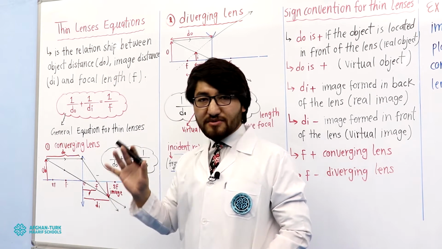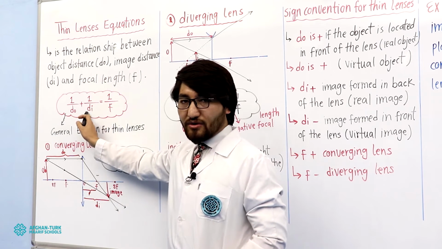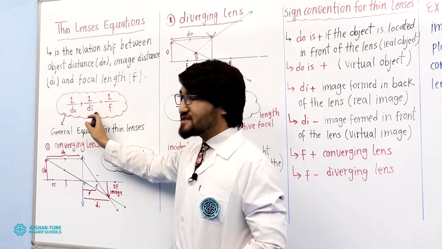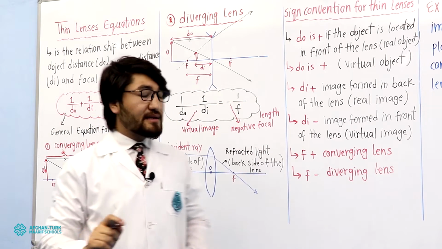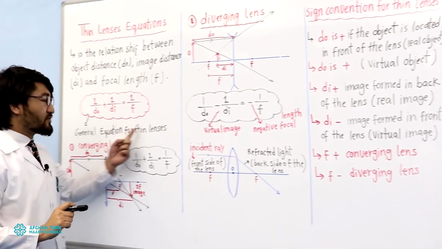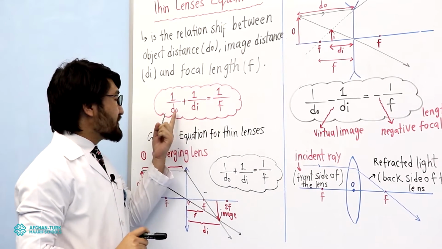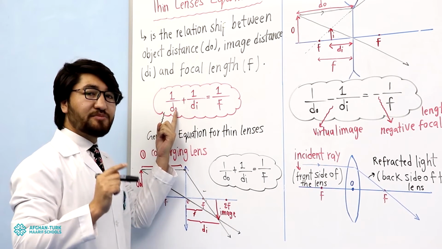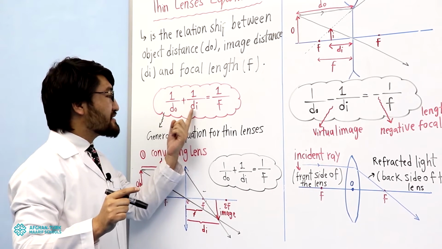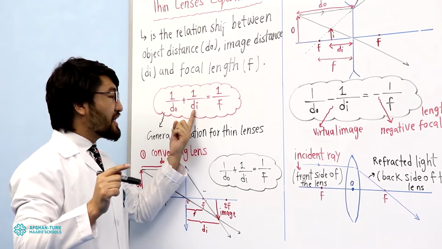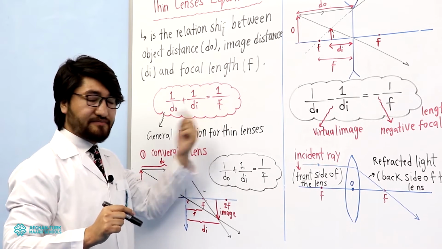This relationship is called the thin lens equation: 1 over dO plus 1 over di is equal to 1 over f. This is the general equation for thin lenses. 1 over dO, what is dO? The distance between the object and the lens. di is the distance between the image and the lens, and f is the focal length.